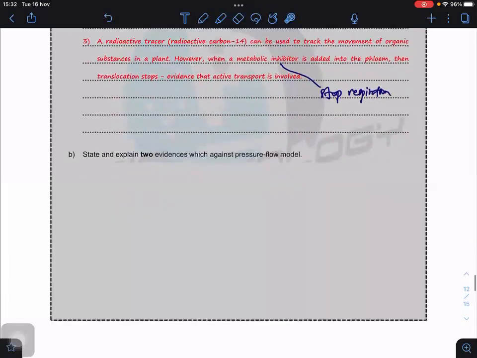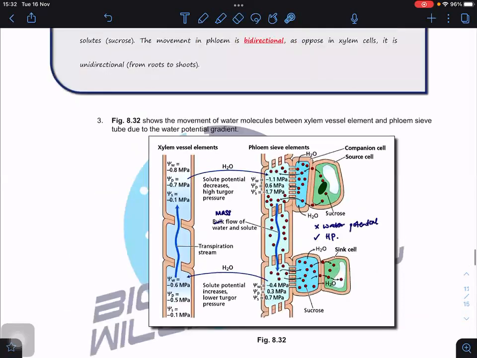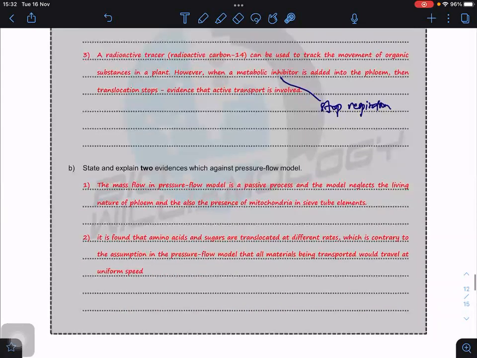But we do have evidence that goes against the pressure flow model. If you look at the entire process of mass flow, guys, when we talk about mass flow, this is mass flow. In the sieve tube element, it is a passive process, due to the pressure gradient. But we still cannot answer one question: the presence of mitochondria in sieve tube elements. We do know that there are mitochondria in the sieve tube element, so how do you explain this? This model cannot explain the presence of mitochondria in the sieve tube element.